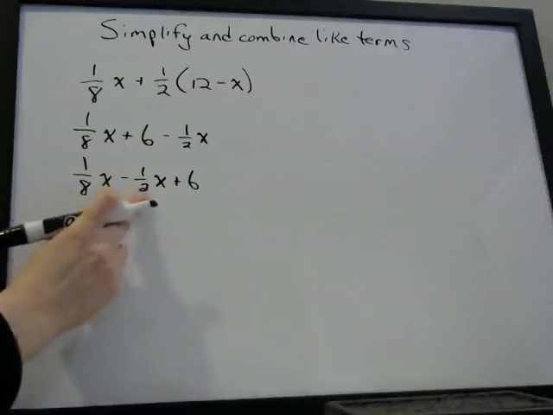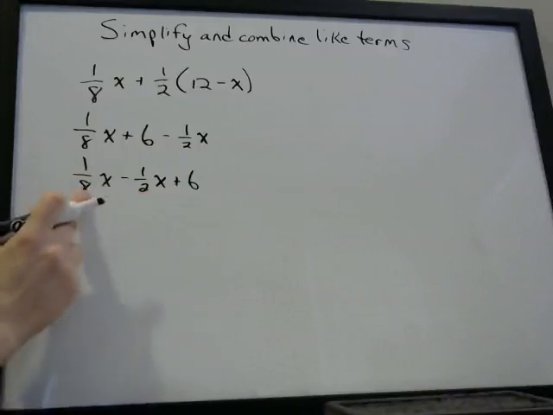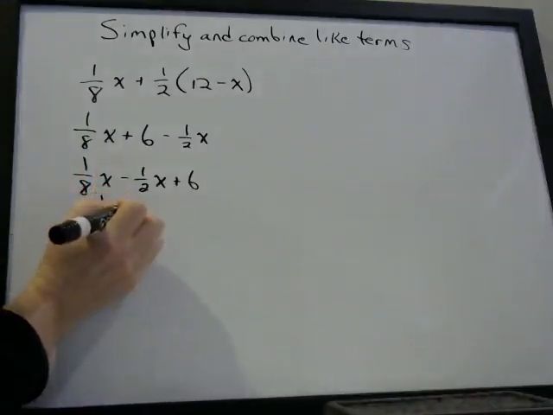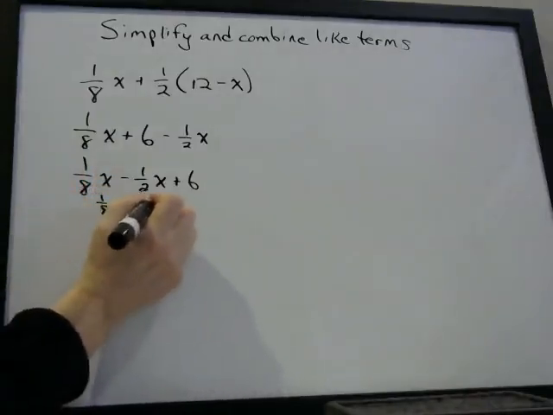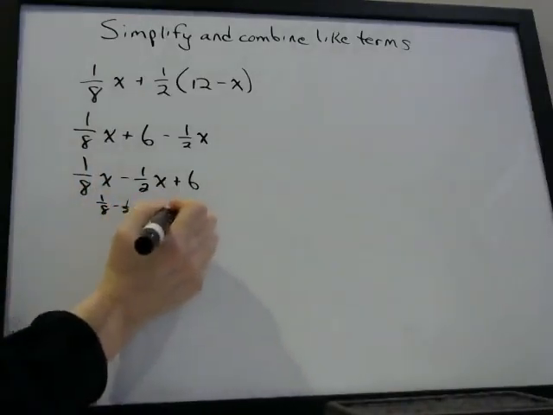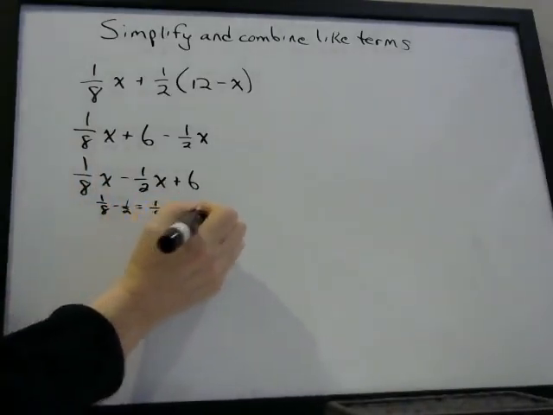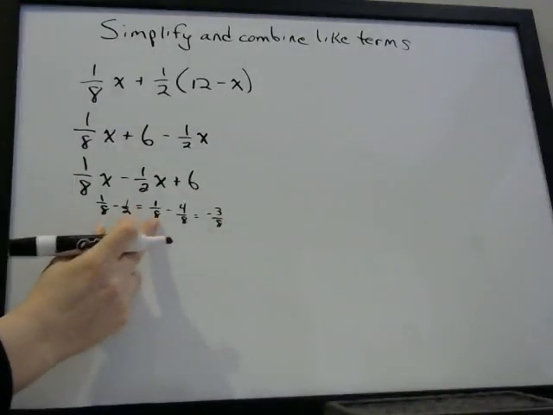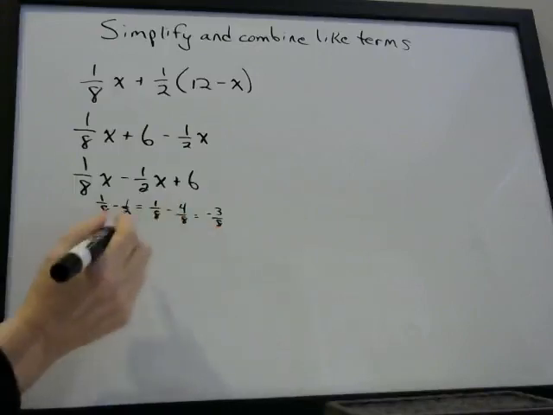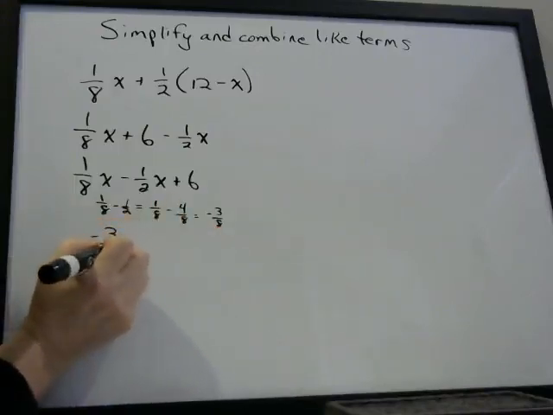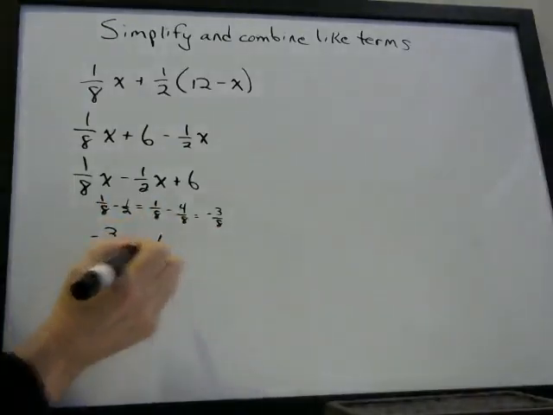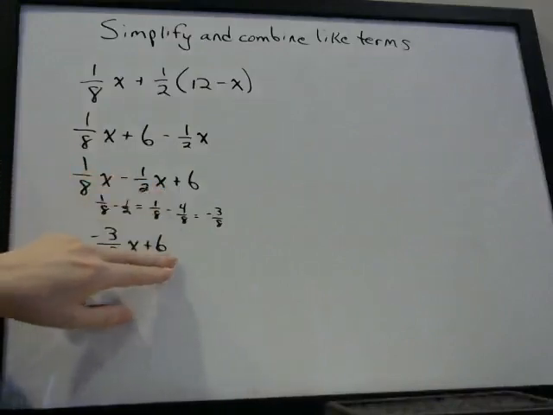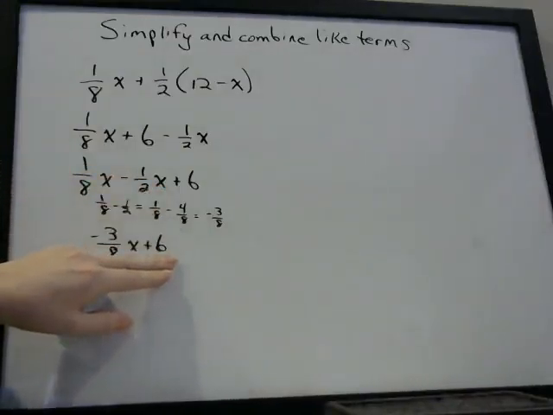So again, even though these are fractions, we're just doing the same thing. We just look at the numerical part of it and do it. So 1/8 minus 1/2. You should be able to do that. If not, watch the video on fractions. 1/8 minus 1/2 goes to 1/8 minus 4/8 equals minus 3/8. So even though these are fractions, it is the same thing. We're combining like terms only when they have x's beside each other. We can't combine it any further if they don't have an x.